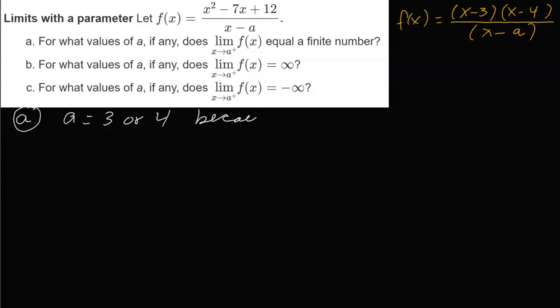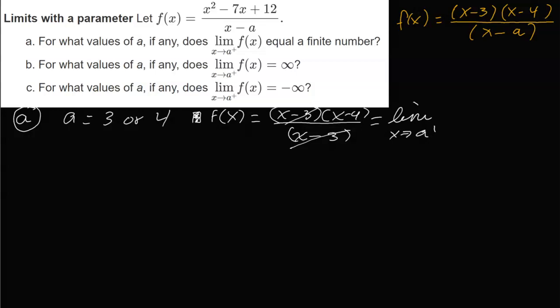because if a was 3, then your function would be f of x equals x minus 3, x minus 4 over x minus 3. And then you could go ahead and divide that out. So then the limit as x goes to a from the right of what's left, x minus 4, is a minus 4, which is a finite number.